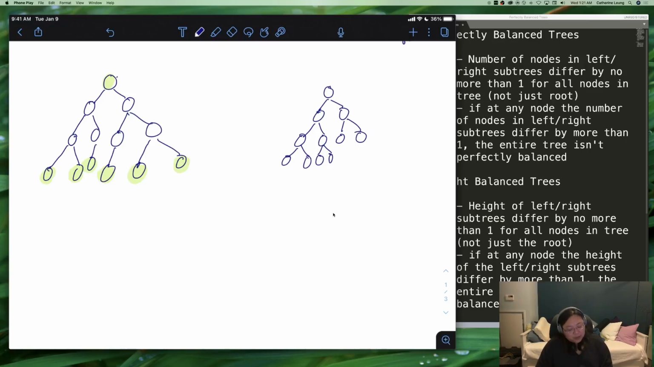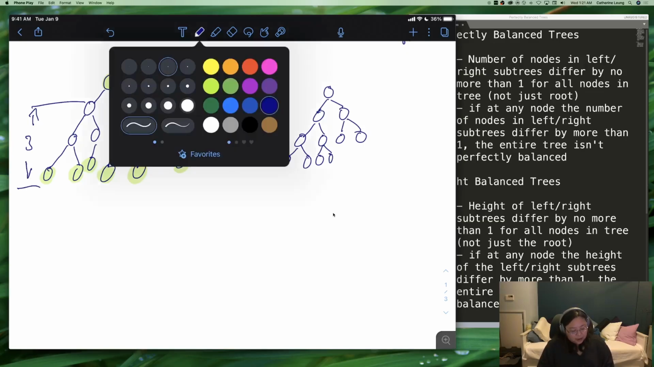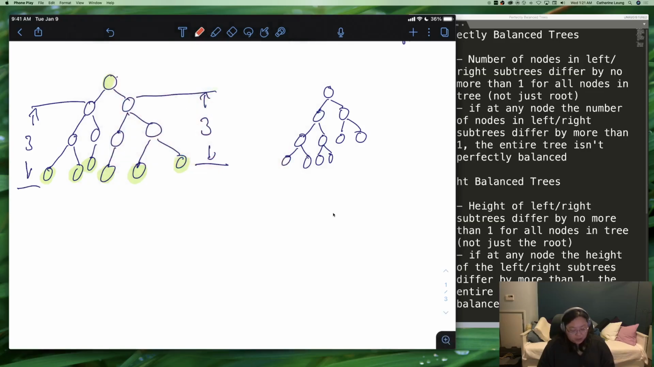But effectively, we simply compare the heights of this tree. So this tree has a height of 3. That's how tall it is. The distance between the root of the subtree to its farthest leaf is 3. And over here, it also has a height of 3. So at the root, we're fine. 3 height versus 3 height, perfectly. So that is height balanced.